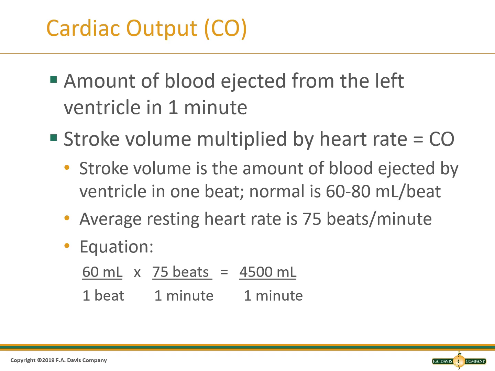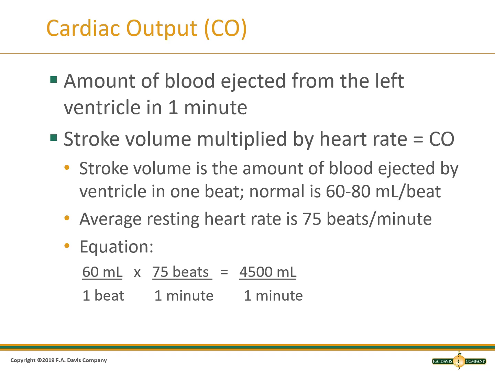Cardiac output is the amount of blood ejected from the left ventricle in 1 minute, and there is a formula to help us determine what that number is. We use stroke volume multiplied by heart rate. Now, Miss Oakley, what in the world is a stroke volume? Well, that is the amount of blood ejected by the ventricle with 1 heartbeat, and we're looking at anywhere from 60 to 80 milliliters per heartbeat coming from that ventricle.